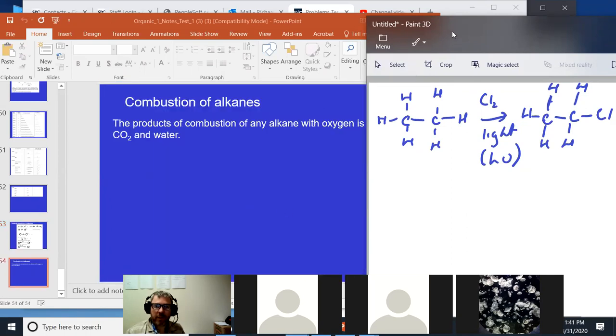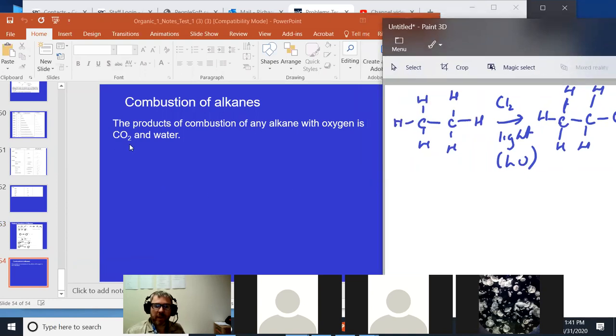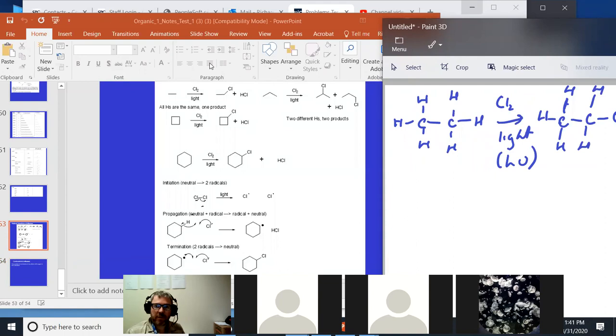The other reaction we look at is combustion of alkanes. The only products we get are CO2 and water, and that's all you have to worry about. We don't even have to worry about balancing those. But I'm going to show you what the test question looks like.